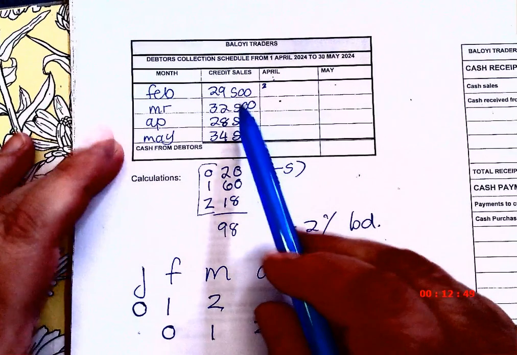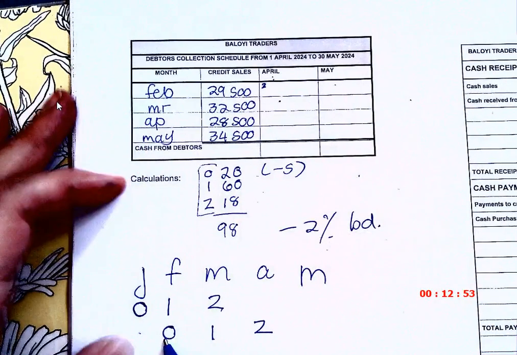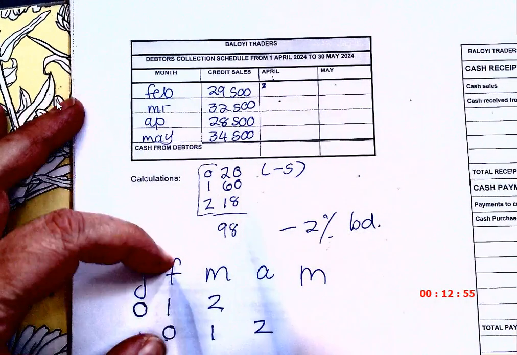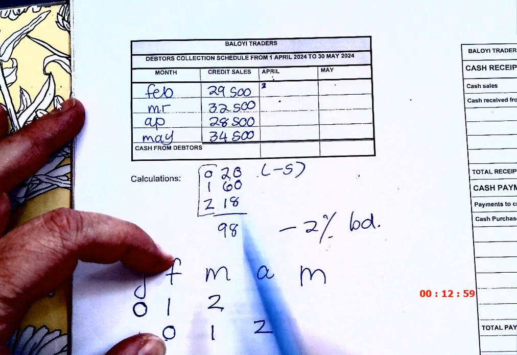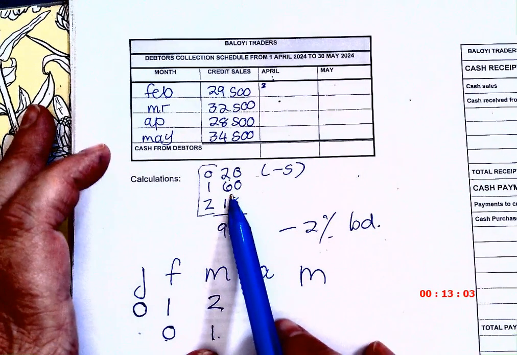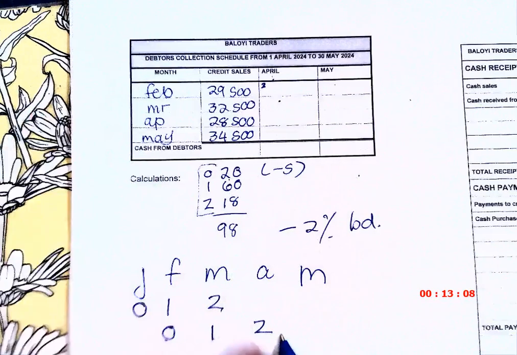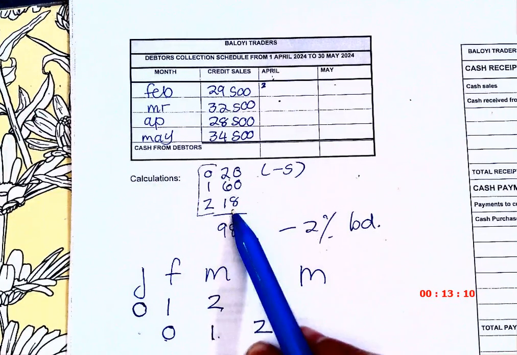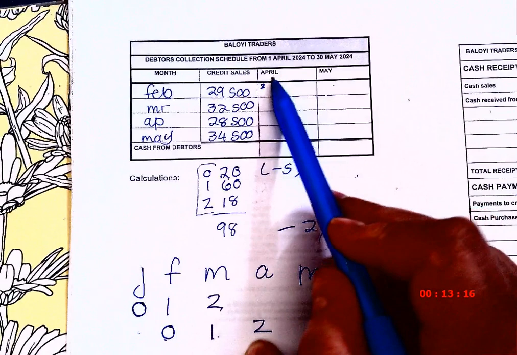So now, let's try again. So in February, we'll receive 20%. But am I budgeting for February? No. In March, I will receive 60%. But am I budgeting for March? No. In April, I will receive 18%. Am I budgeting for April? Yes. Can you see? There's the budget.